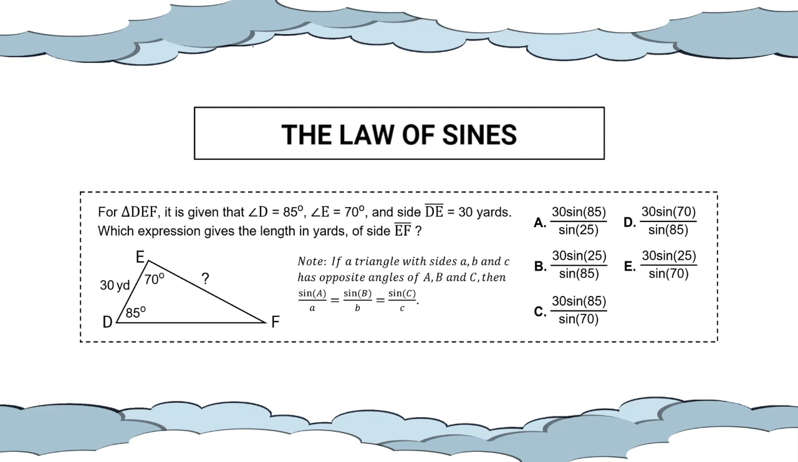So in this ACT math video, we're going to take a look at the law of sines. In this triangle, you have two angles that are given, and you have a side that's given, and we have to find the length of side EF. At this point, you can stop the video and try to solve it on your own, or you can continue with the video and we'll work right into the solution.